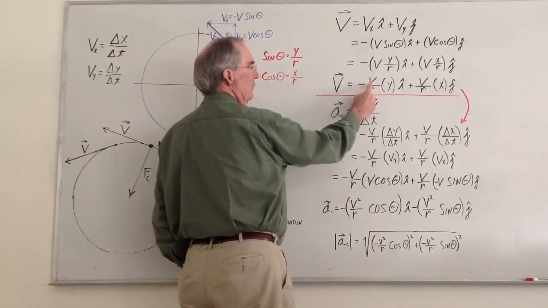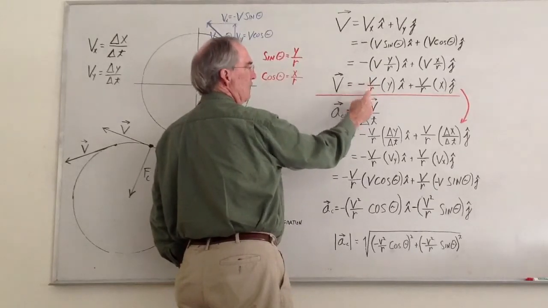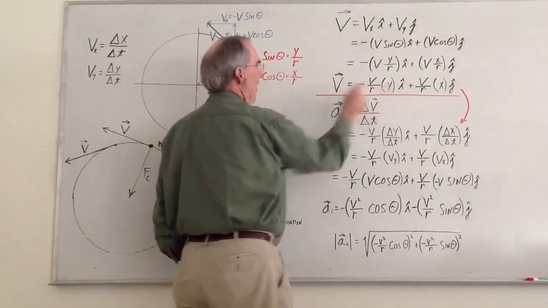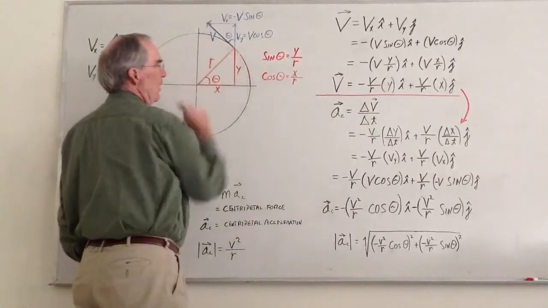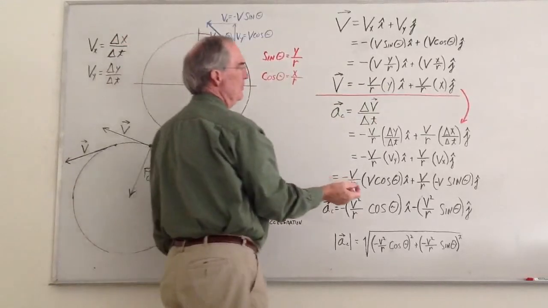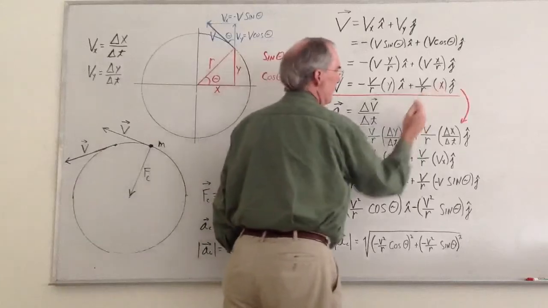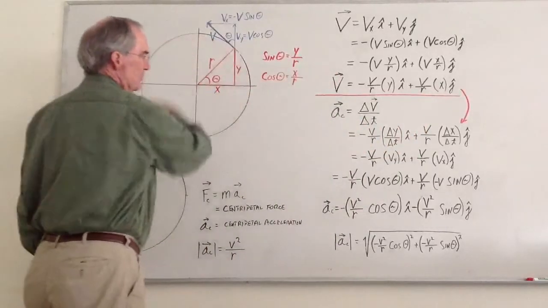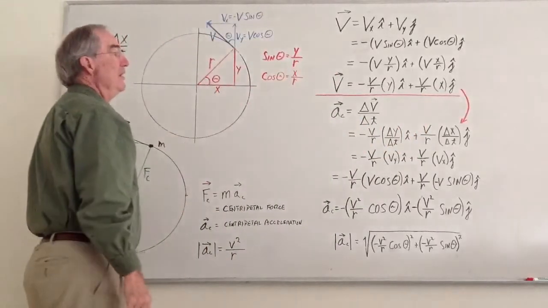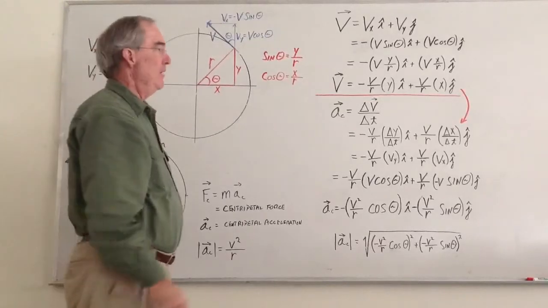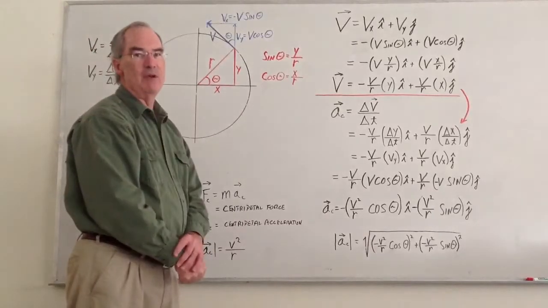V without the arrow over it is speed, that is a constant, and the radius of the circle is a constant. Y is the position in the y direction, or the y component of position, that is changing, and x is the x component of position, and that changes as the object moves around the circle.